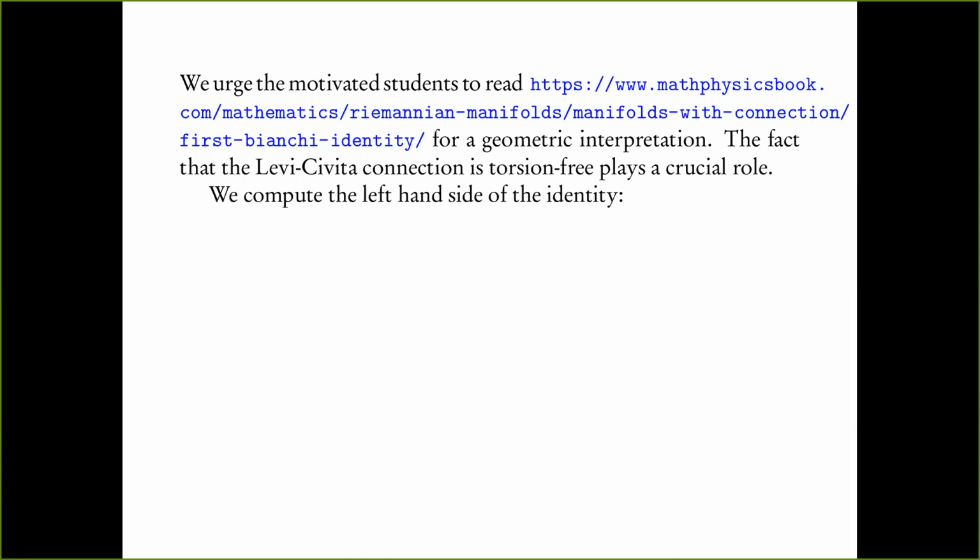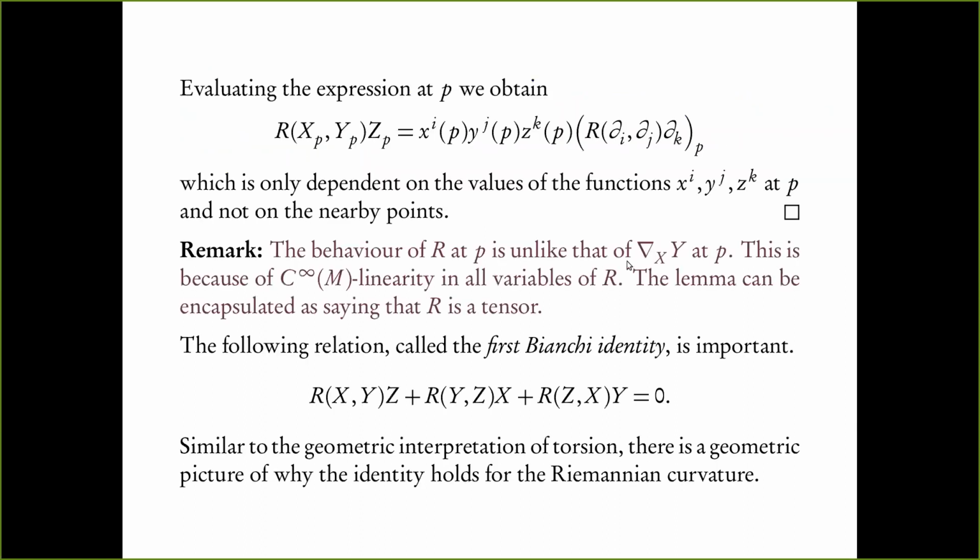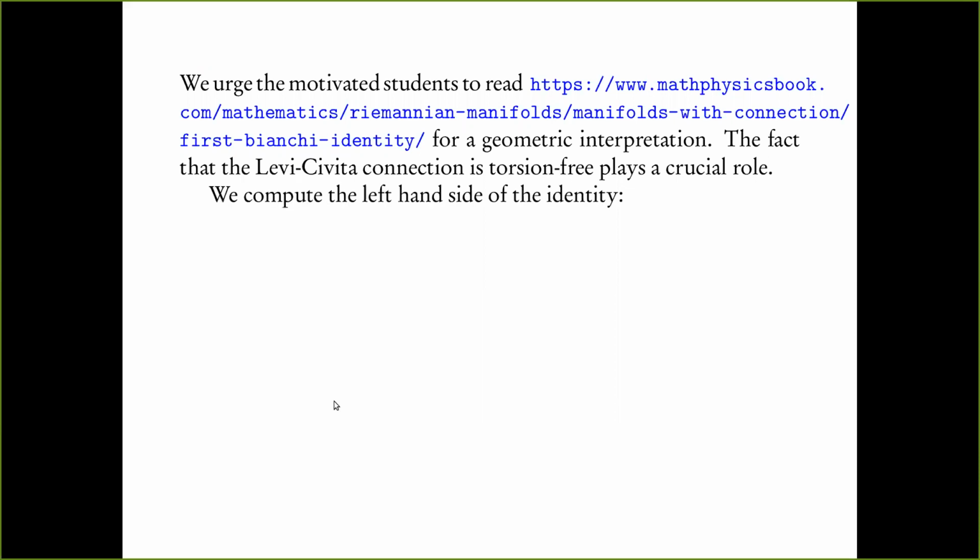So remember, what are we trying to prove? We are trying to prove R of xy acting on z, and then you cyclically permute x, y, z, the three terms add up to 0. Okay? So you simply expand it out. So you'll have three terms.